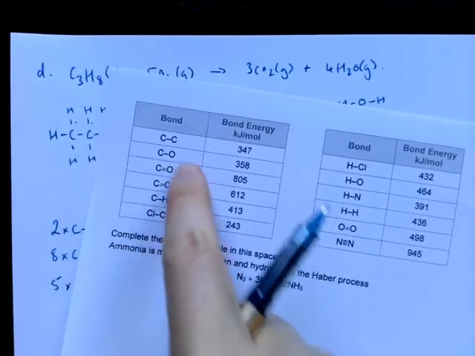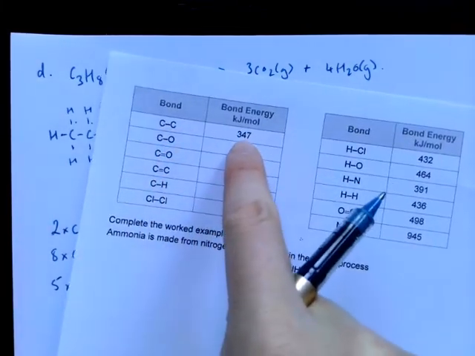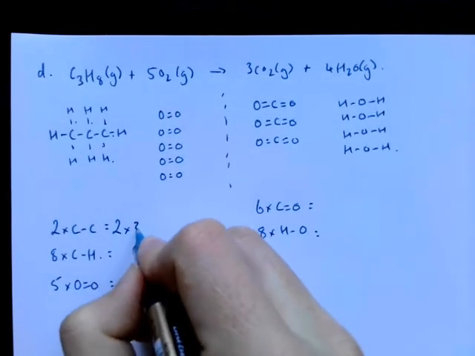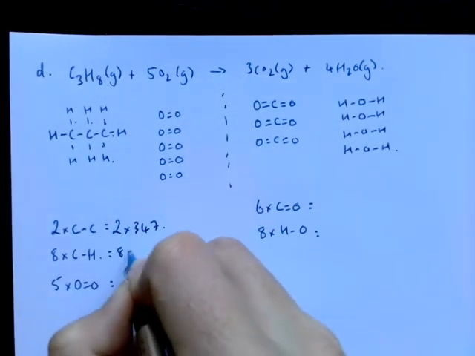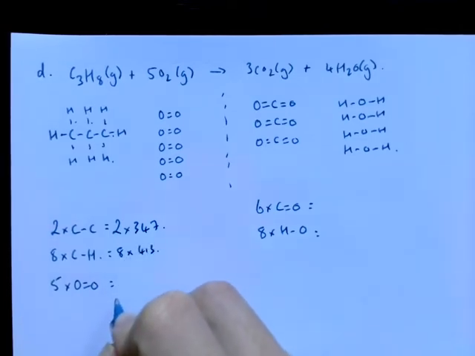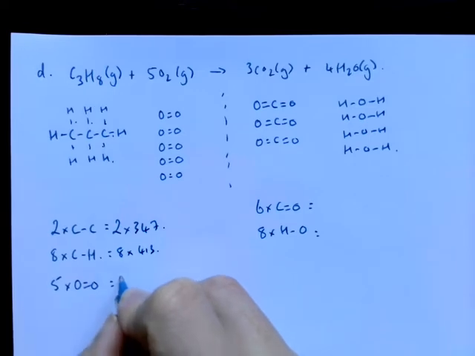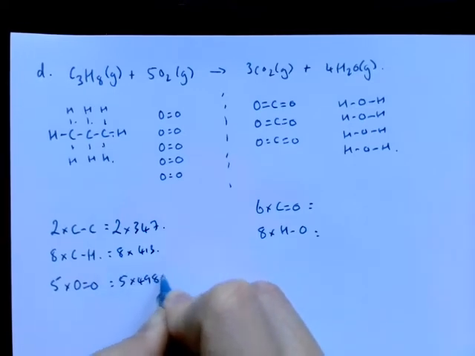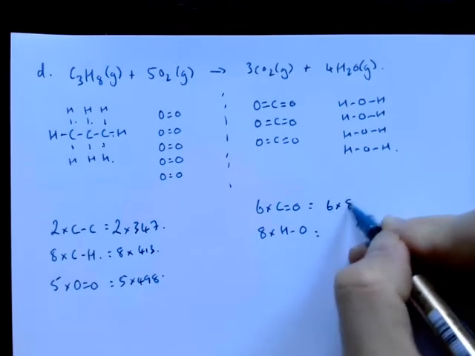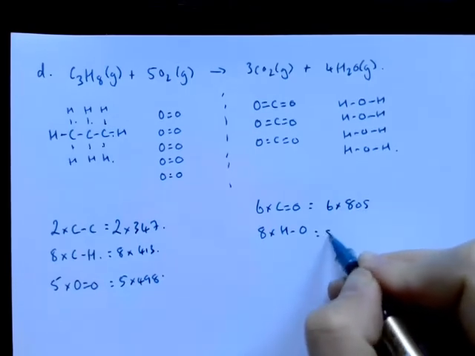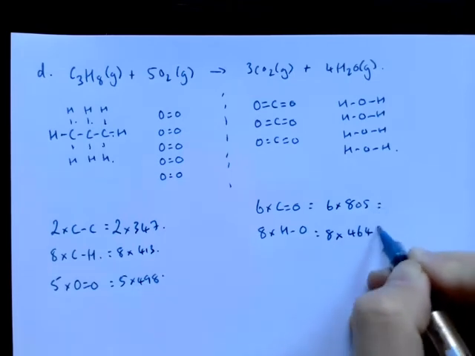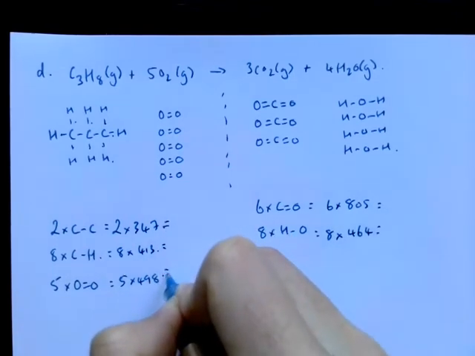Right. So now I'm using the single bond for C-C, 347. 2 times 347. 8 times 413. 5 times 498. And over here I've got 6 times 805 and 8 times 464. And I'll use the calculator to work all these out.